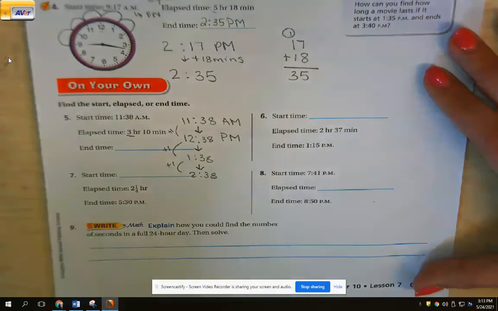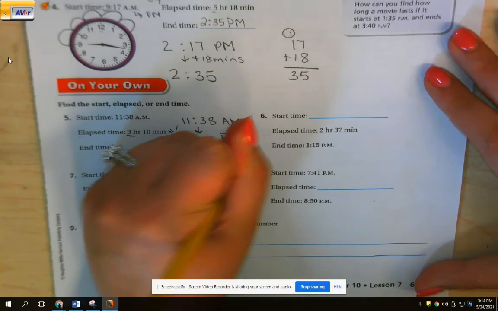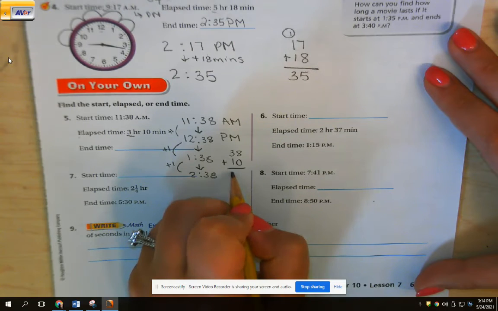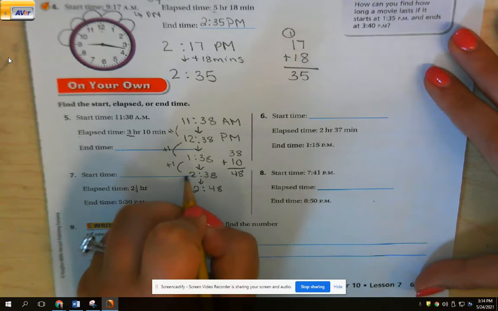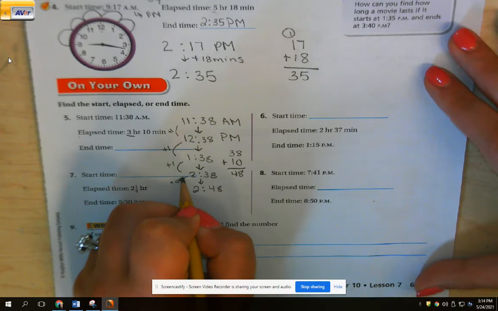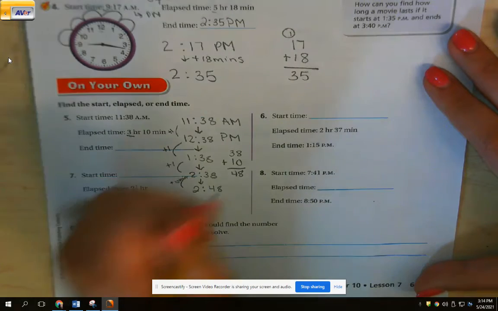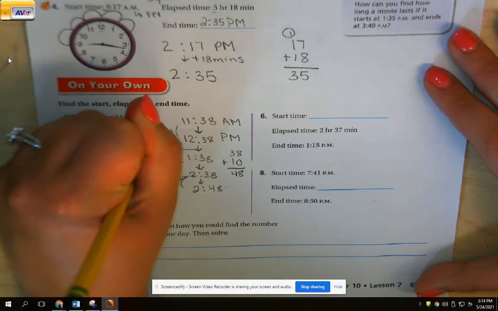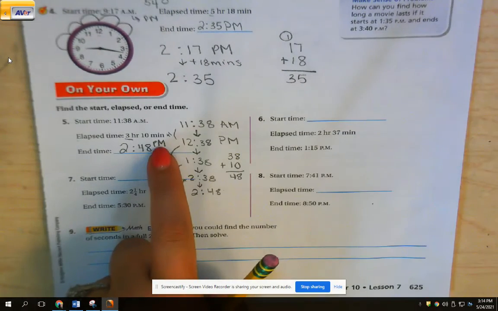Now we need to add our minutes. 3 hours and 10 minutes go by. So I'm going to add 10 minutes to 38. 38 plus 10 is 48. So this is plus 10 minutes. 2:48 p.m. because we went past 12. Make sure you have the correct p.m. there.